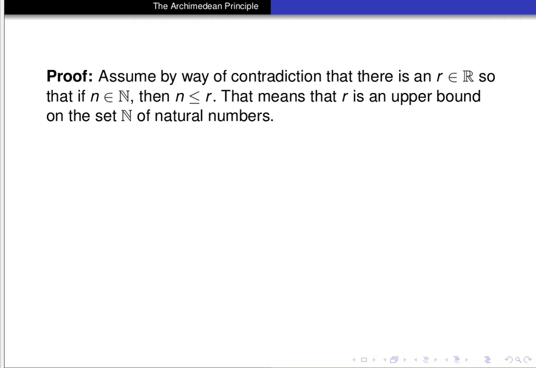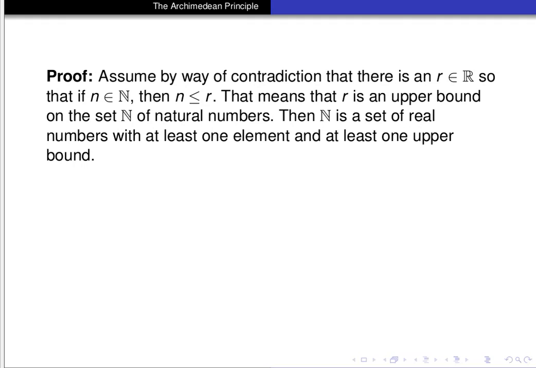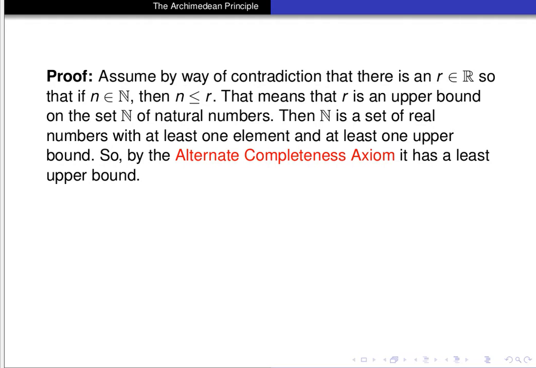Okay, and if R is an upper bound of the set of natural numbers, remember the natural numbers is a subset of the real numbers. We can identify it with a subset of the real numbers. So that means that the natural numbers is actually a set of real numbers with at least one element. Okay, 0 or 1, 2, 3, and so on. It's got at least one element, and it's got at least one upper bound. So that means we can apply the alternate completeness axiom and say that it has a least upper bound. So let's call that least upper bound S.